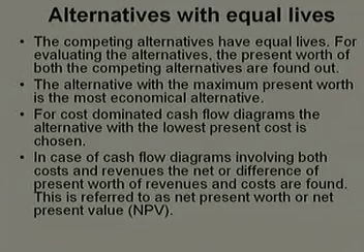In order to use this method, we calculate the present worth of both the alternatives. So, step 1 is find the present worth of both the alternatives. And how do you take the decision? The decision rule is the alternative with the maximum present worth is the most economical alternative.